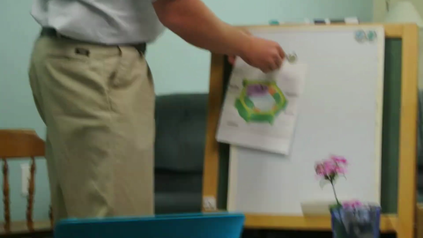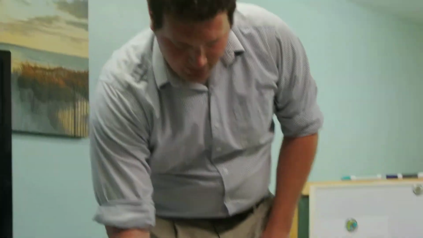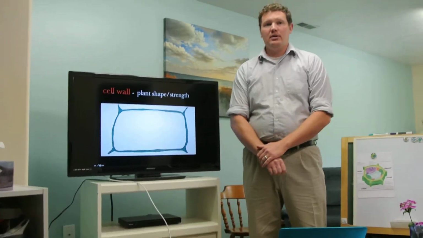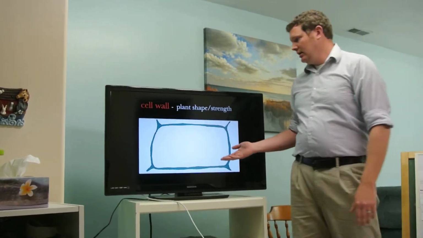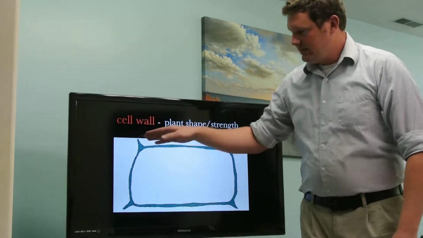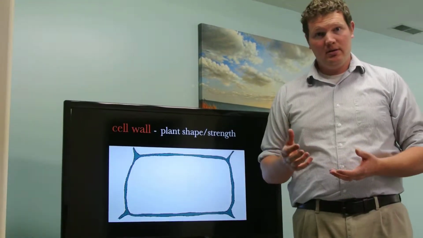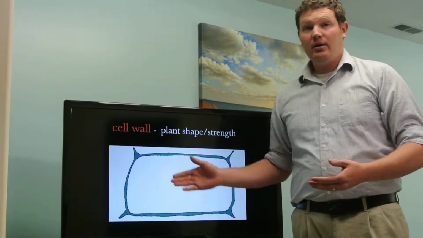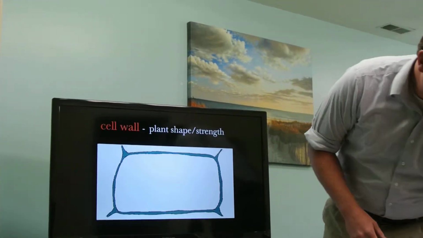I'll put those right here as a reference for you. And we will watch a PowerPoint now to explain and learn the names and the functions of each part. So the first part is the cell wall, which you can see here. This is the outermost part of the plant. It gives it its shape, and the cell wall is a barrier of protection to the plant from outside things coming in.